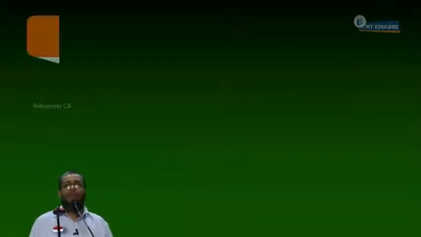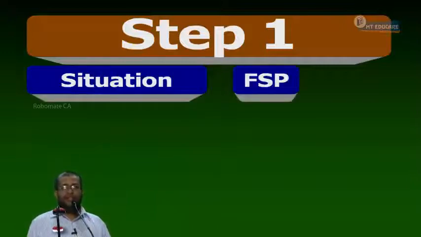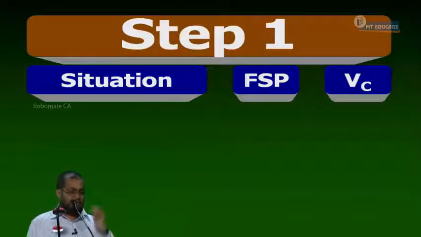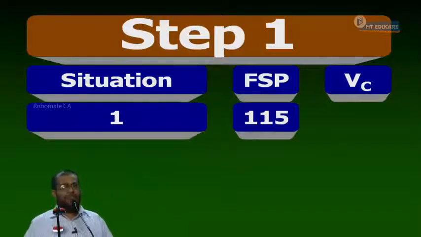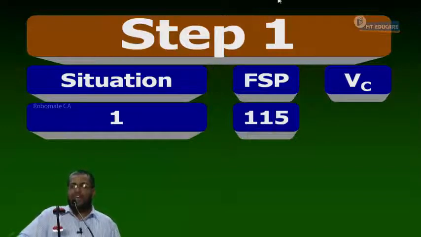Okay, now step one. Step 1: situation, FSP, VC. Situation, future spot price, and then value of the call. Situation 1. Tell me what is the upper bound FSP in situation 1? 115. Answer my question, if the FSP is 115, who will decide? I will decide or my holder decides?